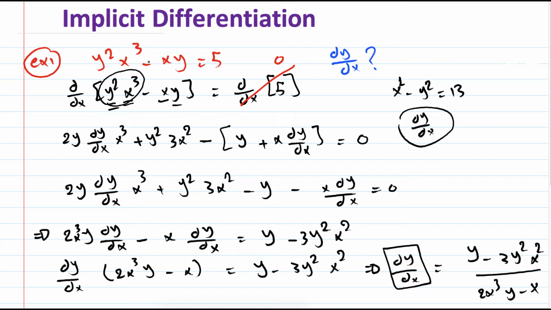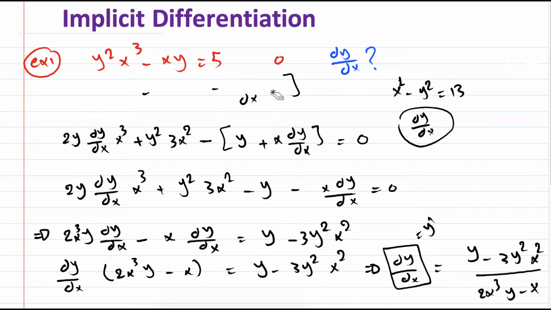Y to the 2 x to the 3 minus xy equaling to 5. The dy over dx of it equals to this. Or you can say that y prime of it equals to this. Okay? Let me give you another example. So let's delete all this.